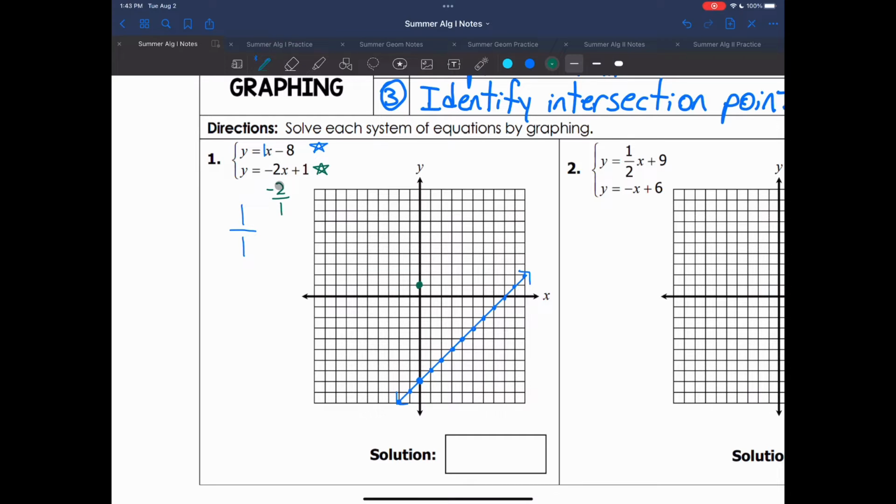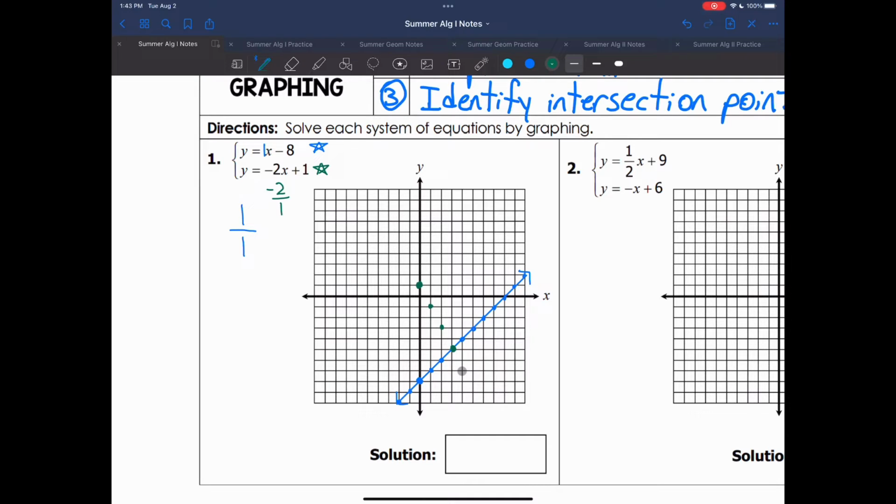Okay, so -2 is the rise, and it's negative. So instead of going up 2 for my rise, I go down 2 for my rise. So I'm going to go down 2, and then I always go to the right 1. And then let's keep repeating that. So down 2, right 1, down 2, right 1, which, boom, I can see already where they're intersecting. If you've graphed them correctly, you'll see ooh, I've got 2 dots right on top of each other here.